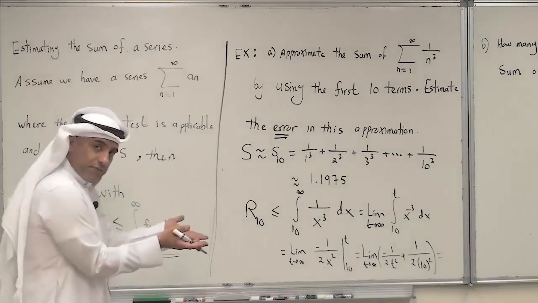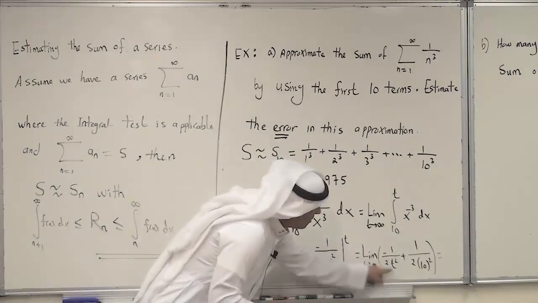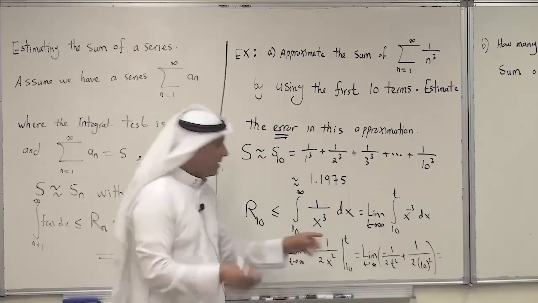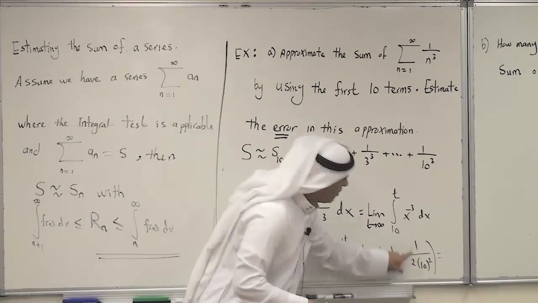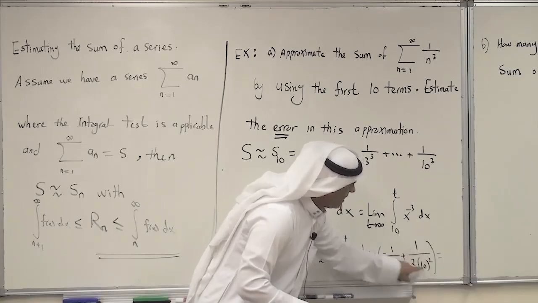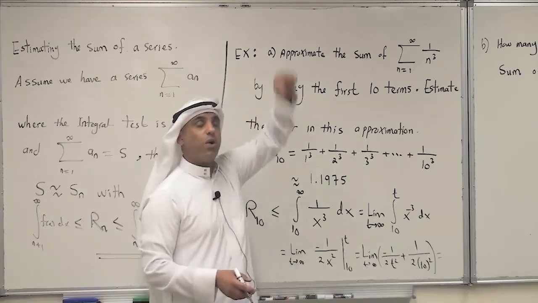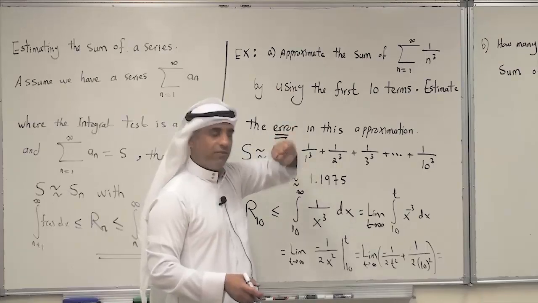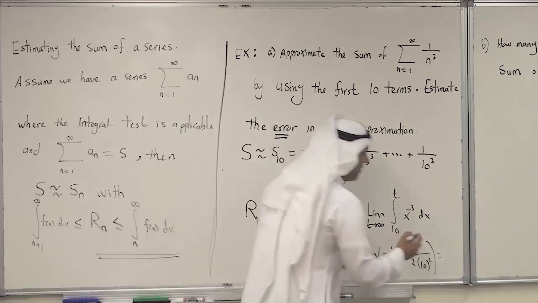As t now goes to infinity, this quantity goes to what? This goes to 0. So what is the final answer? It will be 1 over 2 times 10 squared. 10 squared is 100, 100 times 2 is 200. So it is 1 over 200. If you multiply by 5, that will be 5 over 1,000.